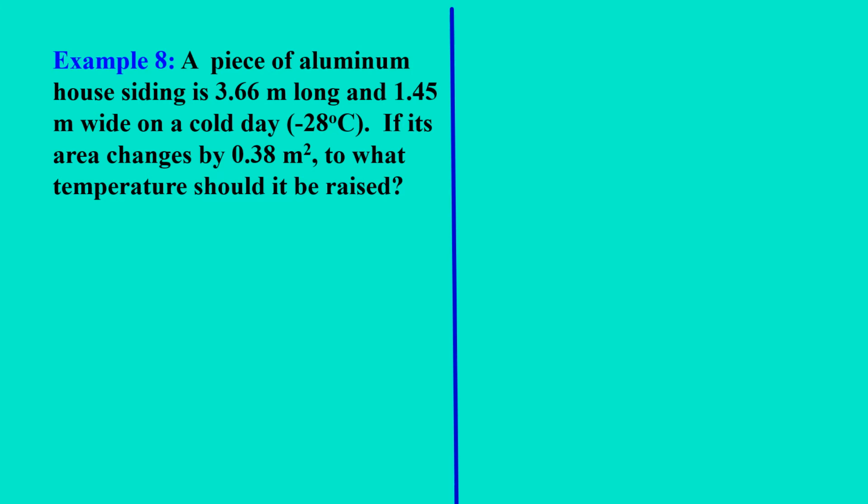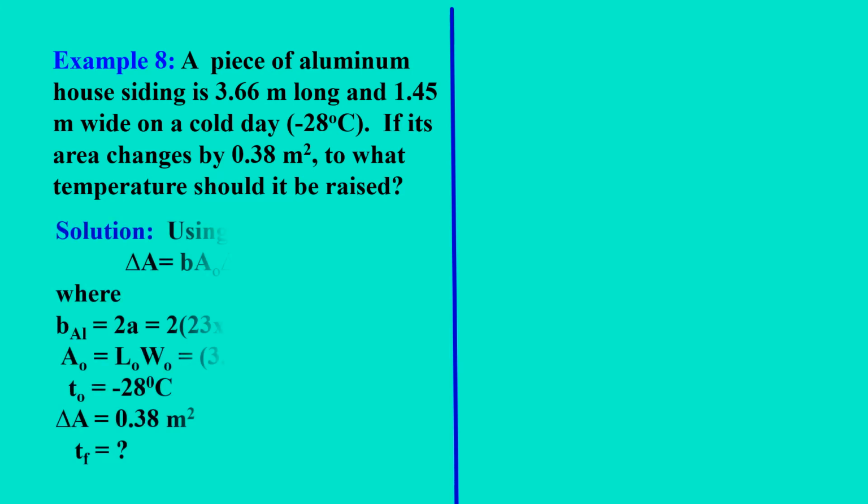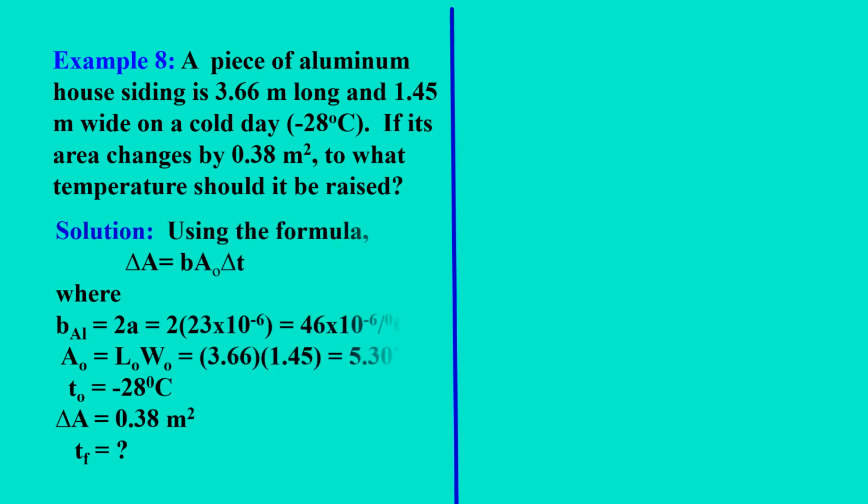Example number 8. A piece of aluminum house siding is 3.66 meters long and 1.45 meters wide on a cold day, minus 28 degrees Celsius. If its area changes by 0.38 meters squared, to what temperature should it be raised? Solution. Using the formula delta A equals B times A naught times delta T, where B of aluminum is 2 times the coefficient of linear expansion of aluminum, or 2 times 23 times 10 to the minus 6, which is 46 times 10 to the minus 6 per degree Celsius.